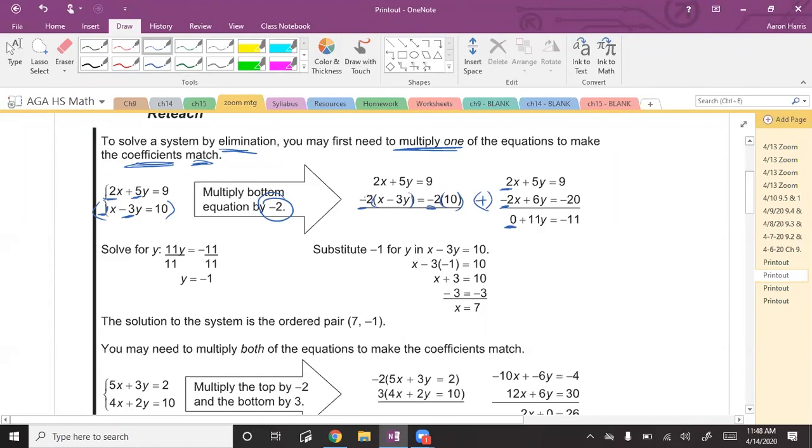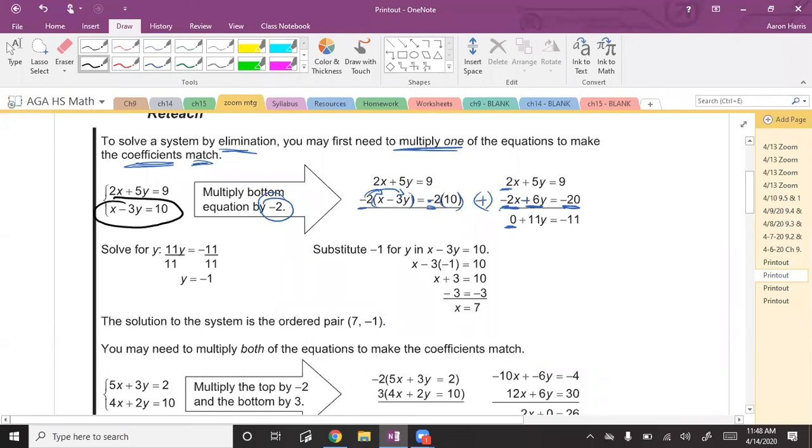So here we go. Negative 2 times x is negative 2x. Negative 2 times negative 3 is a positive, negative and negative is a positive. 2 times 3 is 6y. Negative 2 times 10, negative 20. There we go. So that's my new equation. So negative 2x plus 6y is equal to negative 20 is the exact same thing as saying this equation over here, x minus 3y is equal to 10. They're exactly the same, okay?